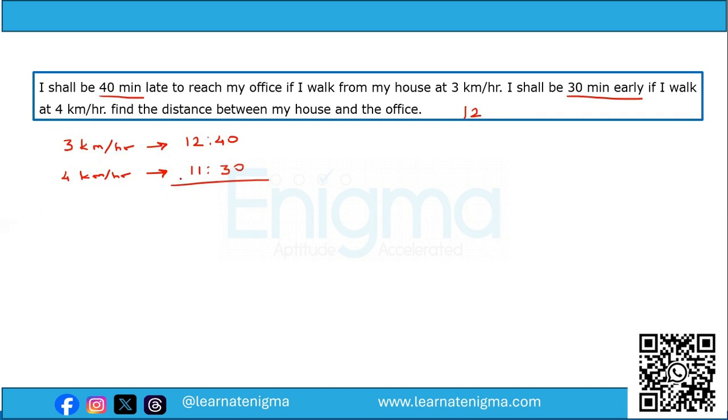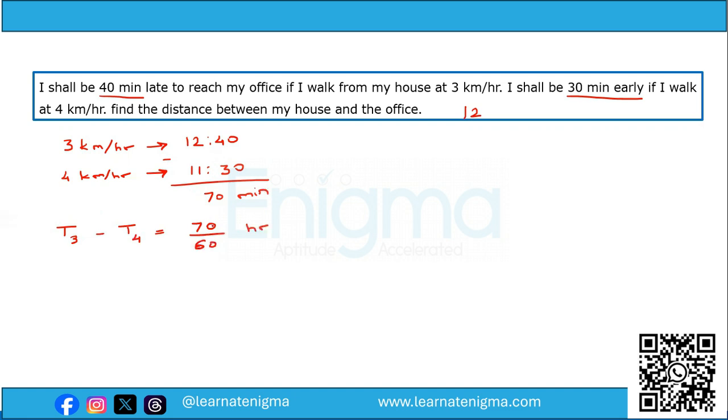So you can see that the difference between the two times is 70 minutes. So we can have a very simple equation. Time when you are traveling at 3 kilometers per hour minus time when you are traveling at 4 kilometers per hour is equal to 70 minutes. Now I'll convert this into hours. So 70 upon 60 hours.